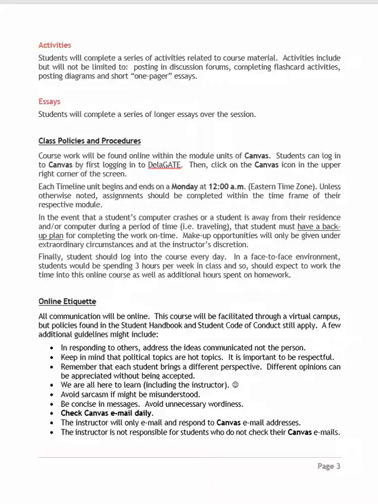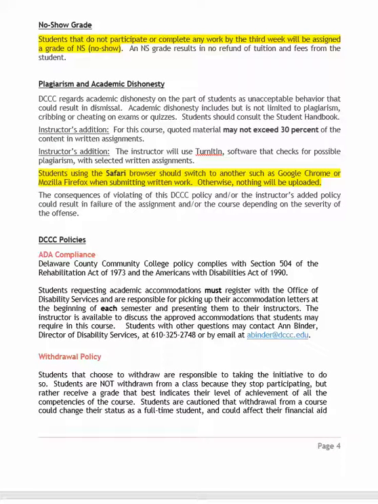Check your Canvas email on a daily basis. As your instructor, I will communicate with you primarily through Canvas. If you're not checking your Canvas email, you are missing out. So please make it a point to check your Canvas email daily, or if not daily, every other day.